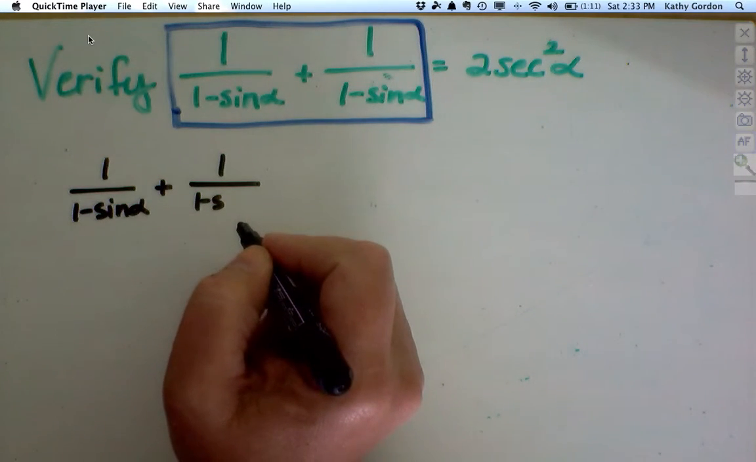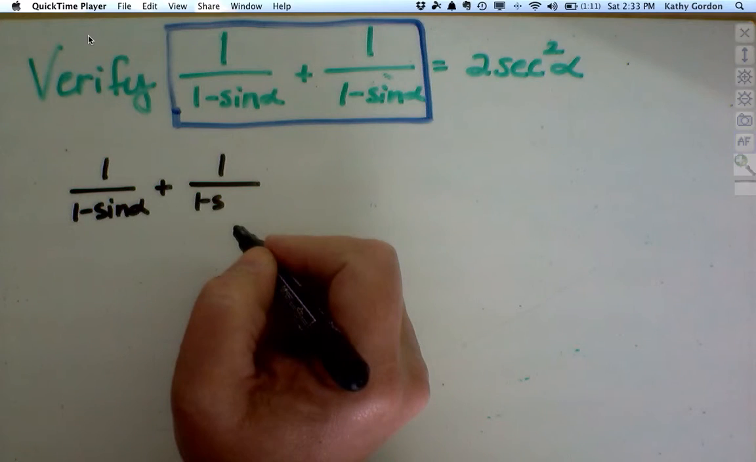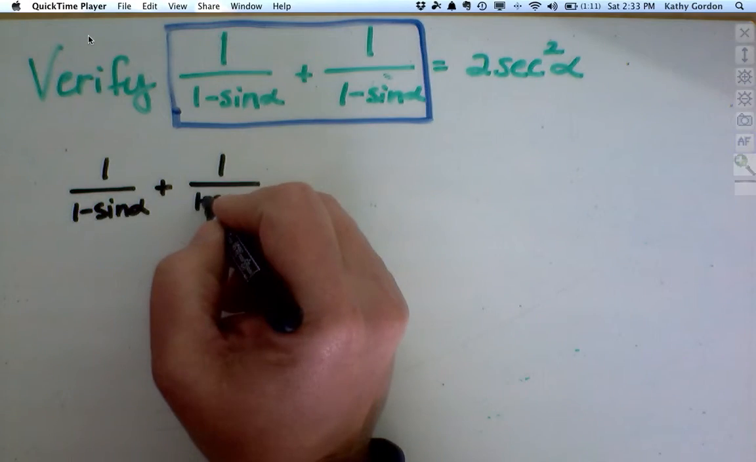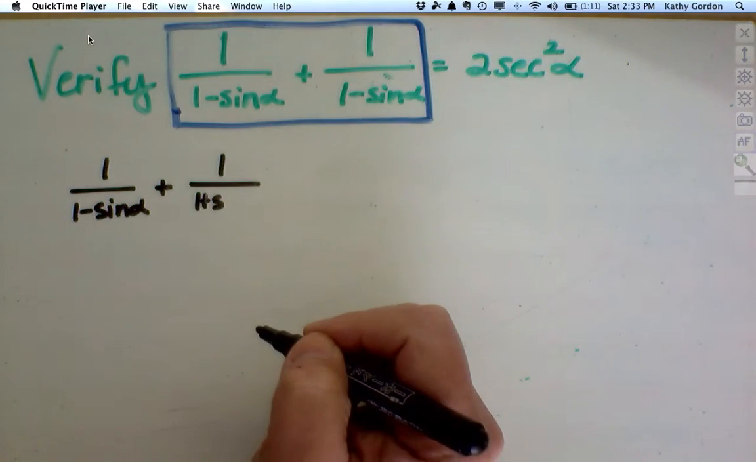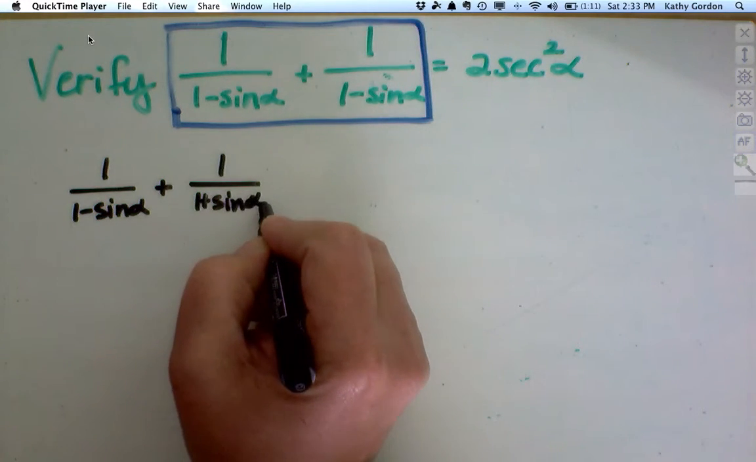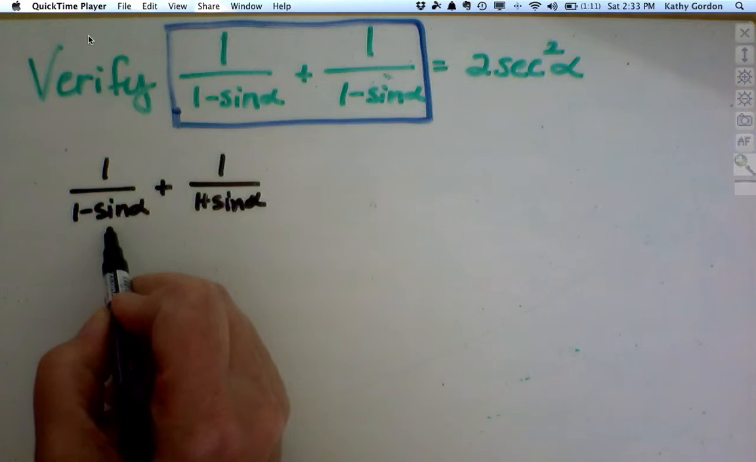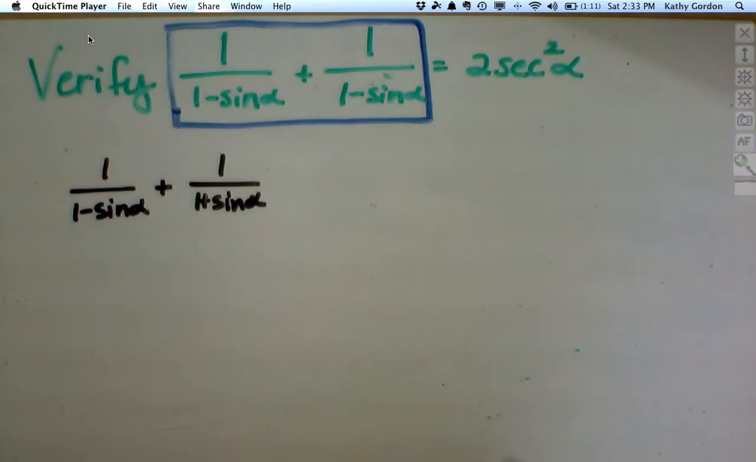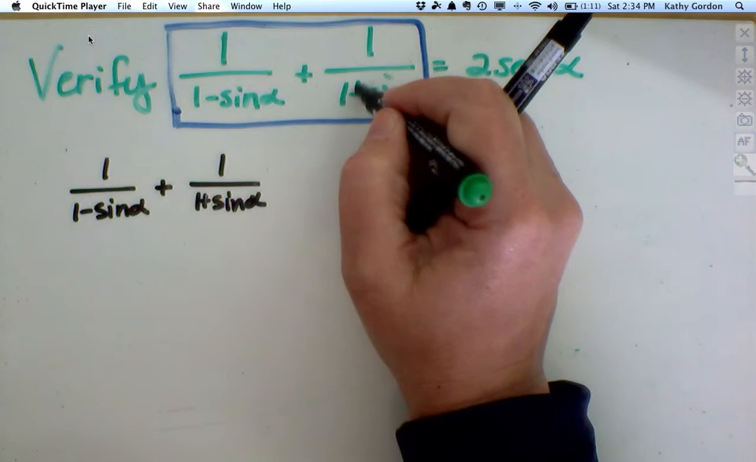Oh, I think I miswrote this. I did. We need to make a little correction here. This one's supposed to be plus. So my first denominator is supposed to be 1 minus the sine of alpha. Here we want to have 1 plus the sine of alpha. So let me fix that up here too so that doesn't confuse us.